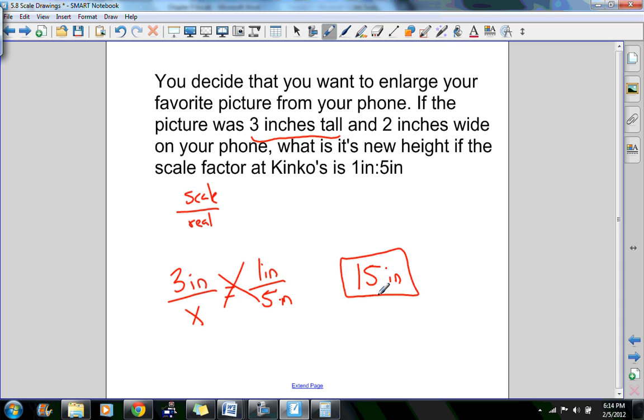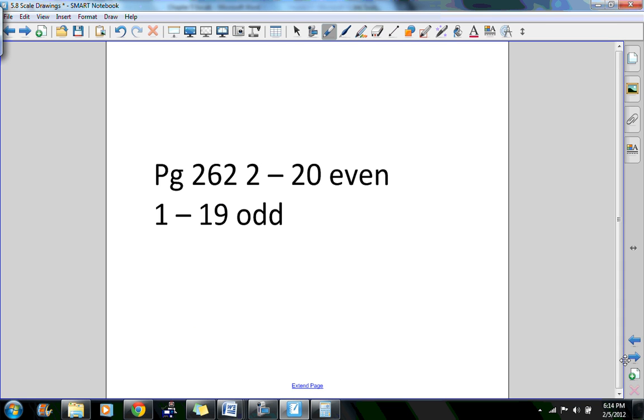Alrighty, that's it. If you have questions, ask me. So our assignments here, this is number 1. This is going to be 11 problems, so you have to get 9 right. And this one down here is 11 problems, so you have to get 9 right.